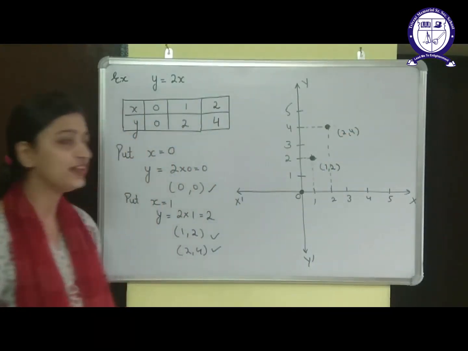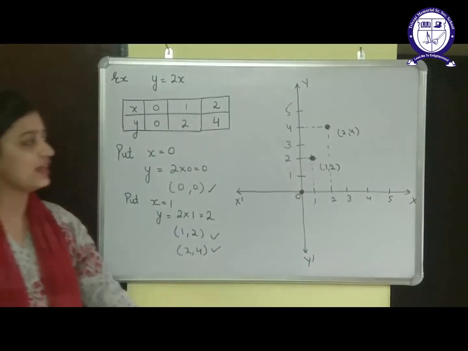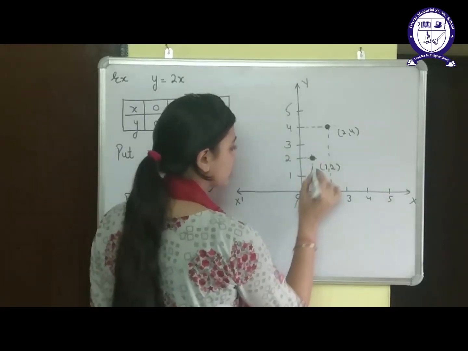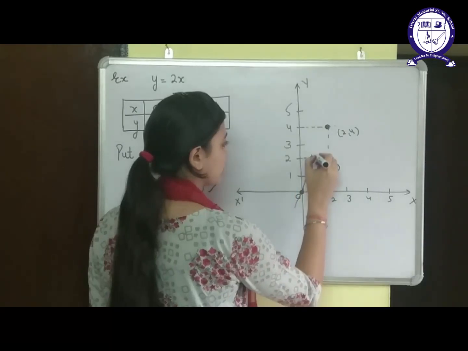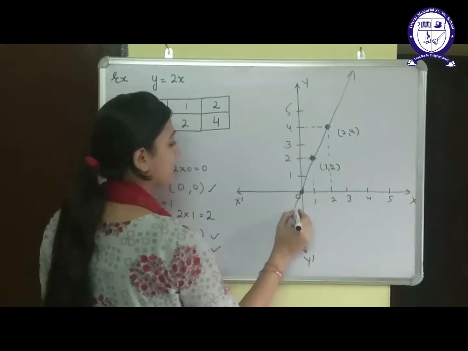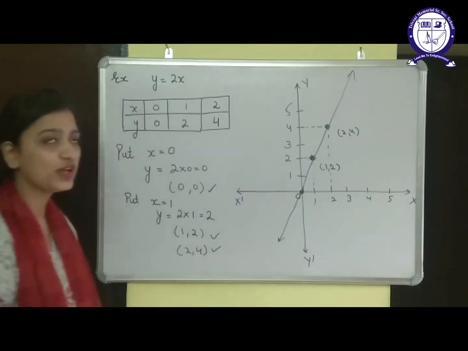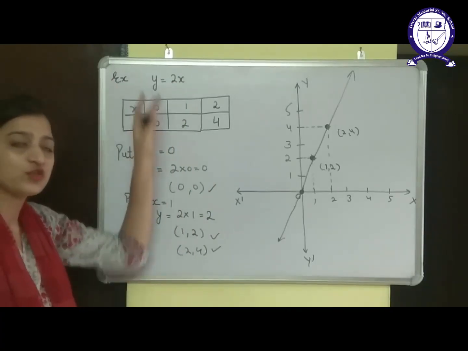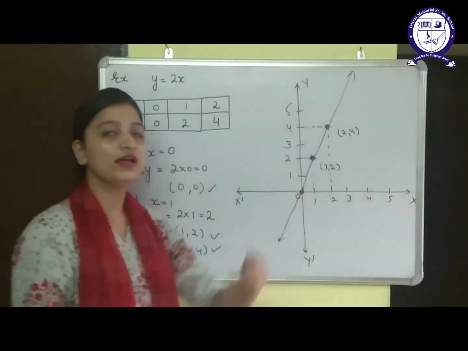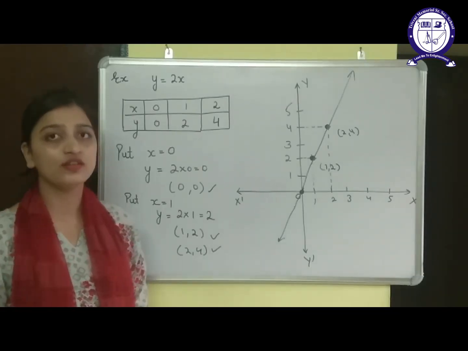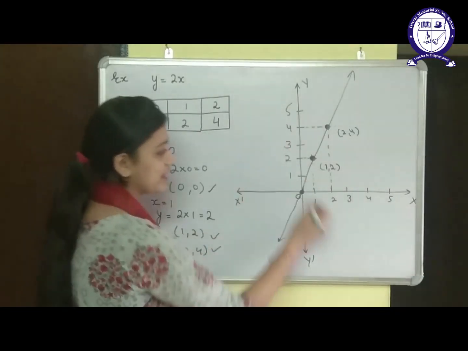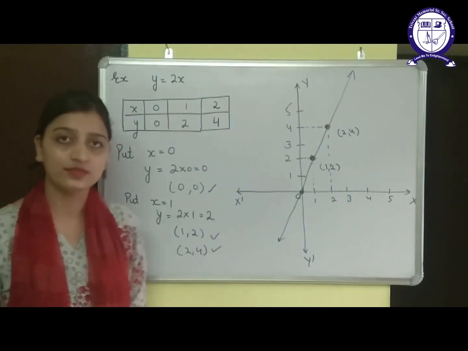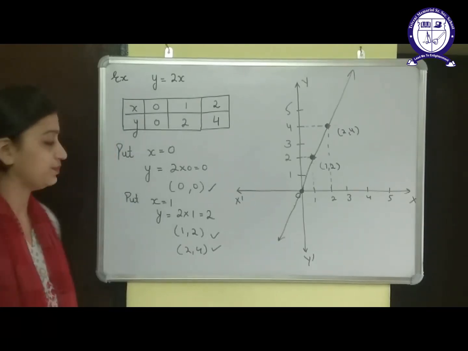Similarly, if I find one more solution like 3, I will get 6. So I will get one more point here, and after joining them, I will get this straight line passing through the origin. You can see that there were only two terms in the equation. So in any equation in which we have two terms, the graph will be like this. It depends on the equation which side it will be on. It can be like this, like this or this. It can be in any form, but the line will pass through the origin.